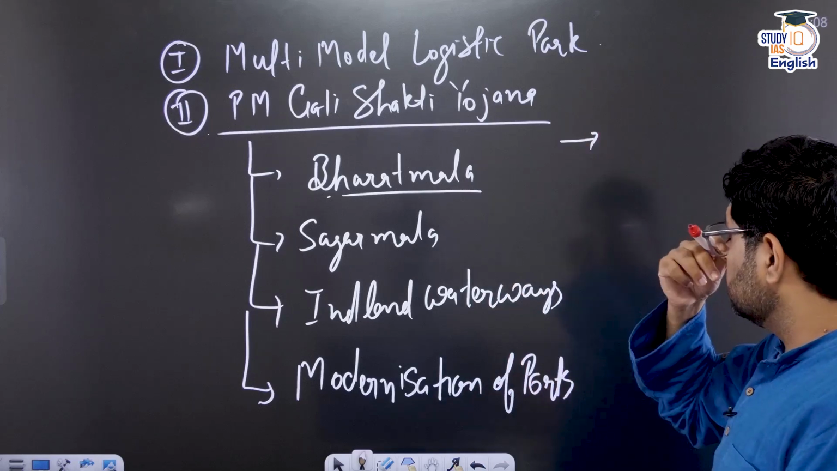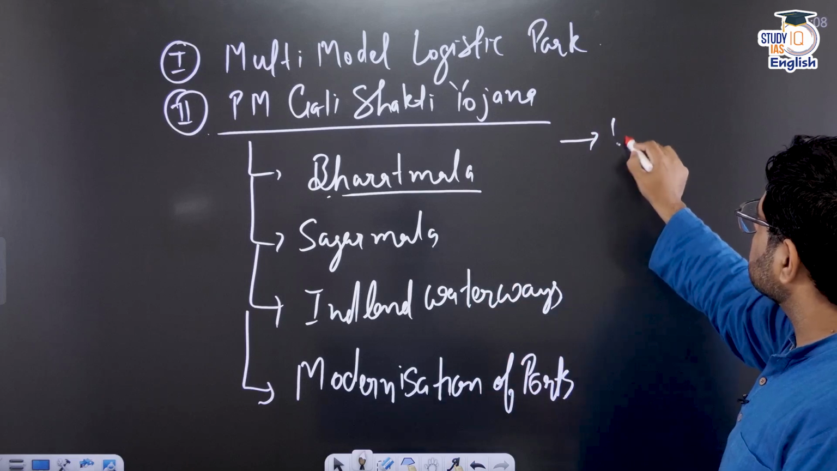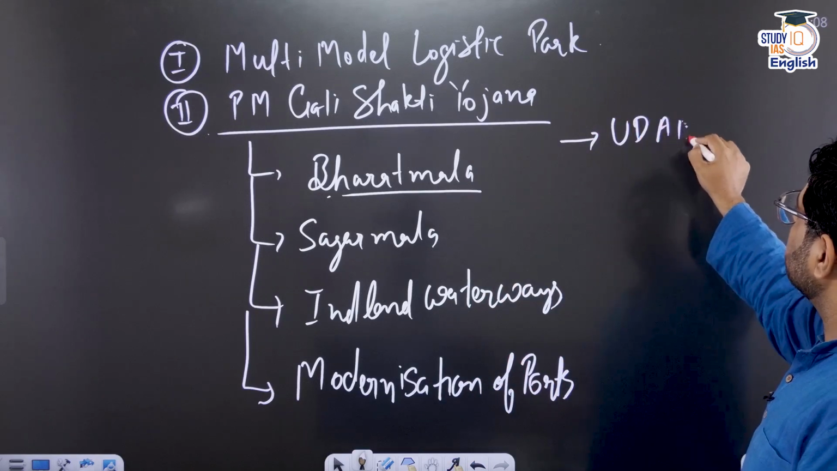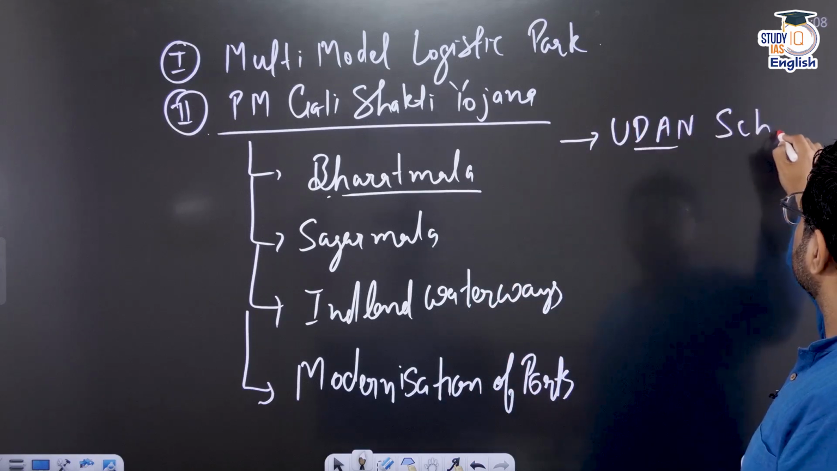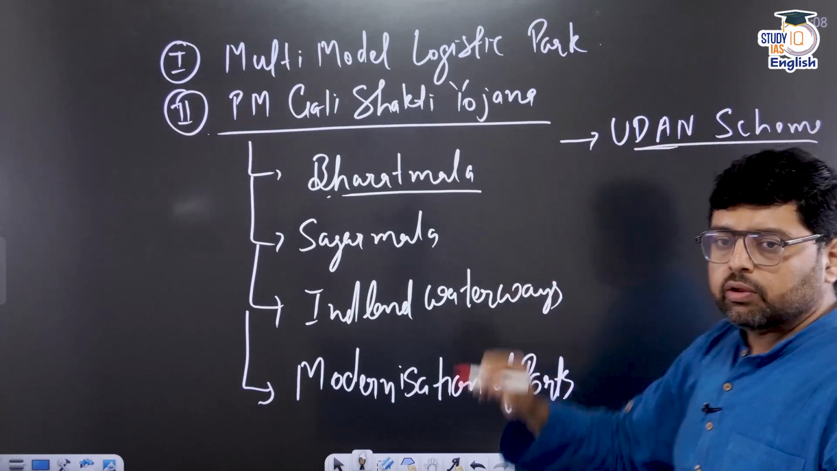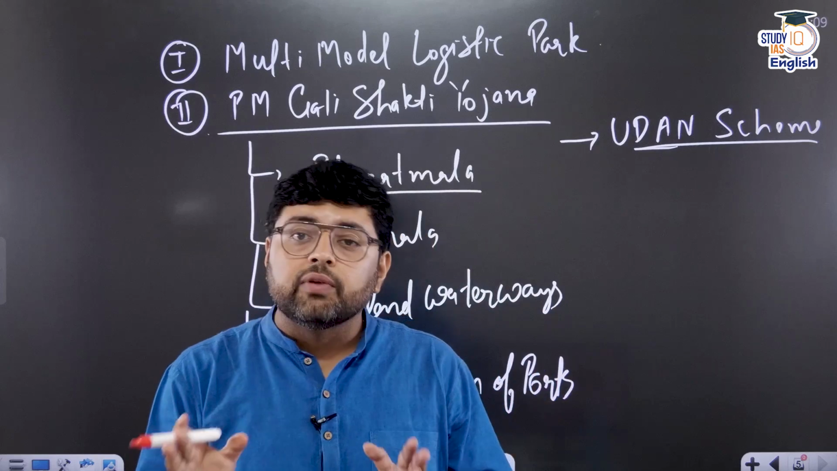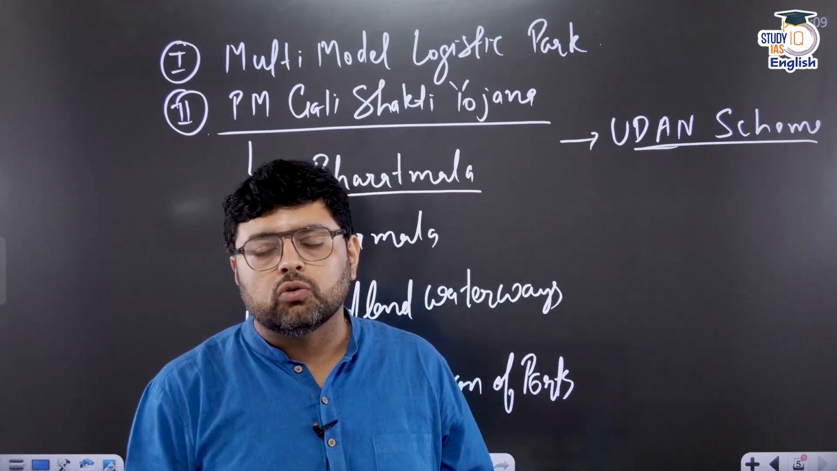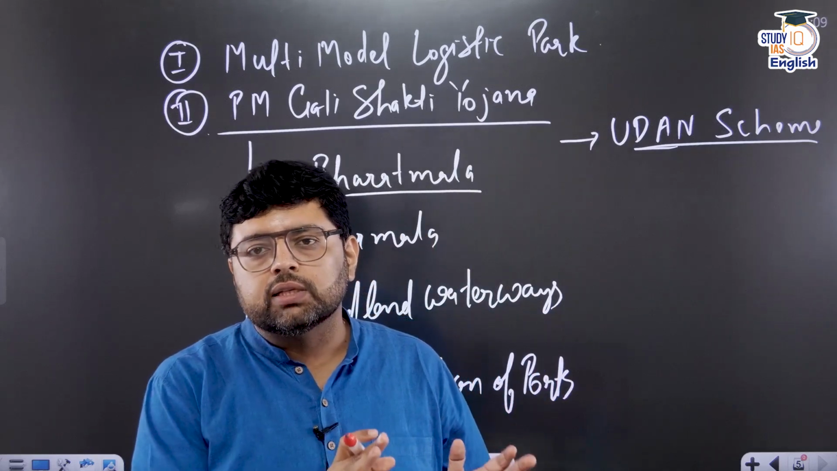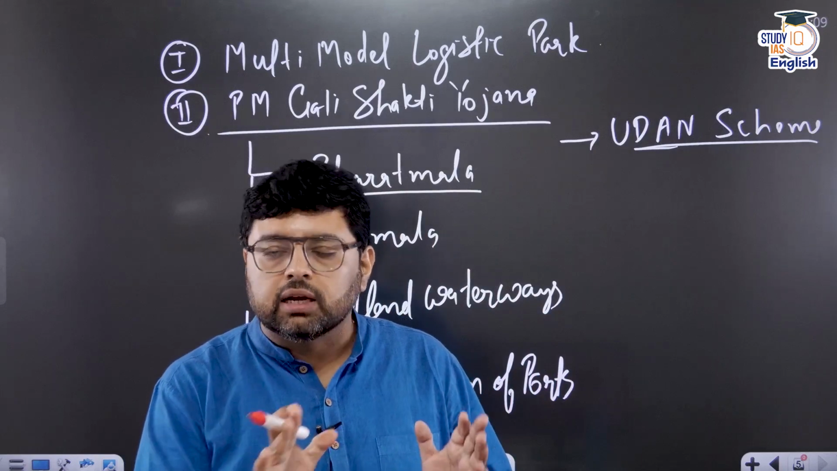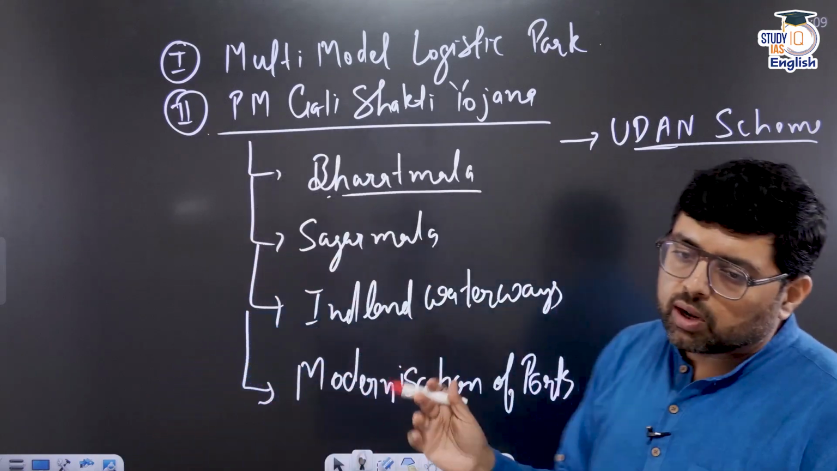Similarly, we have the Udan scheme, that is Ude Desh Ka Aam Nagrik, where whatever existing airports we have are modernized. Plus we have air connectivity in those areas where air connectivity does not exist till now. So this is the Udan scheme.